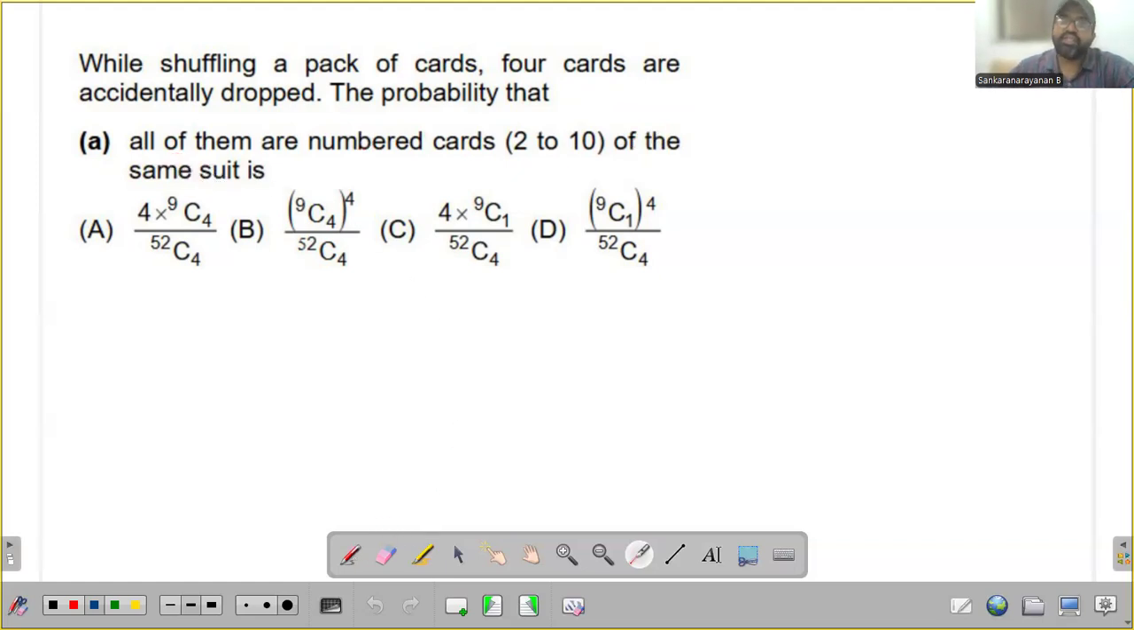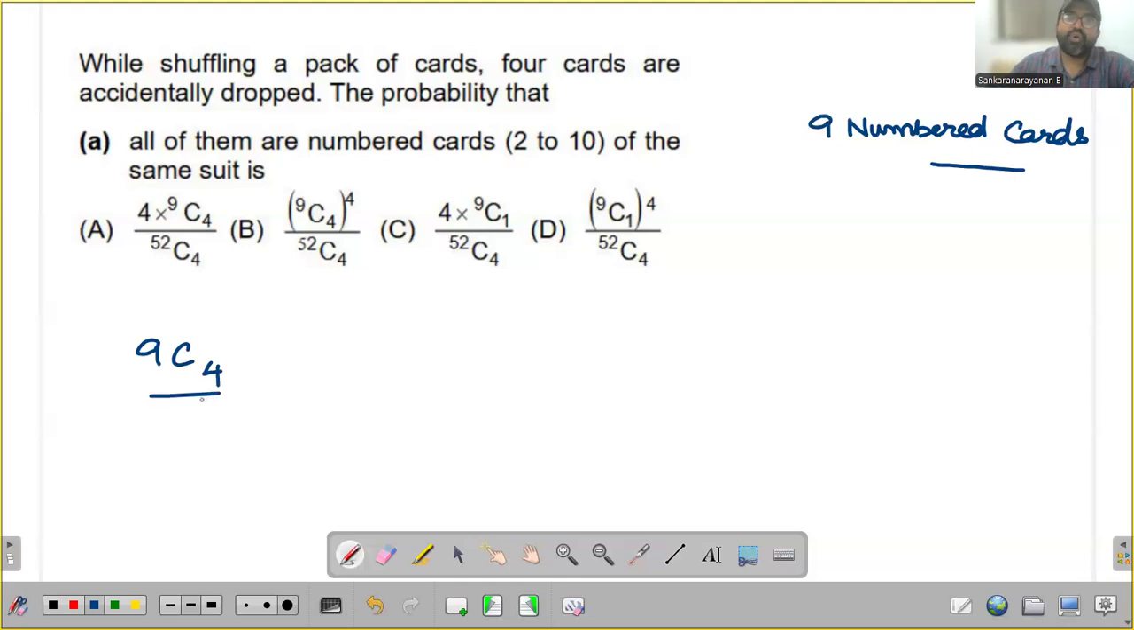Okay, so we can see that under one suit, there are 9 numbered cards, right? So we can consider all those 9 cards that were dropped belong to hearts. So what is the probability for that? 9C4 upon 52C4, correct? Because 4 cards actually dropped. So the total number of ways that can happen is 52C4.